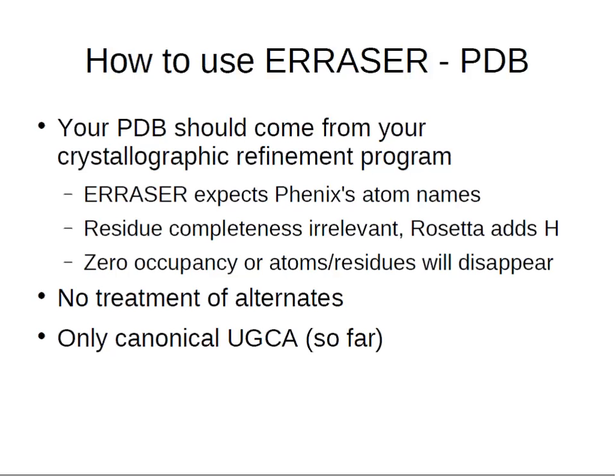I will note that Rosetta is going to use a full atom score function. It absolutely requires the hydrogens, and it's going to add the hydrogens if you don't. Rosetta also removes atoms that it sees that have 0 occupancies. At this time, Erraser can't treat alternates, and it can't treat non-canonical modifications to the RNA bases. So just beware that those are limitations at the time. We're definitely going to be working on non-canonical bases, although having a treatment of alternates is a bit further in the future.